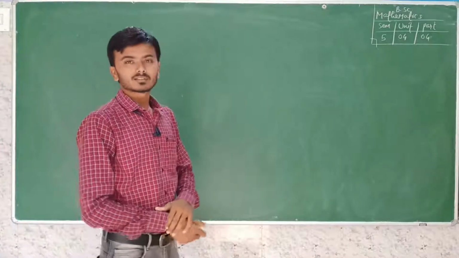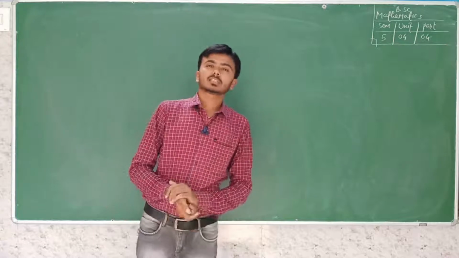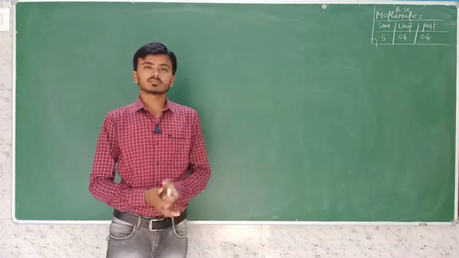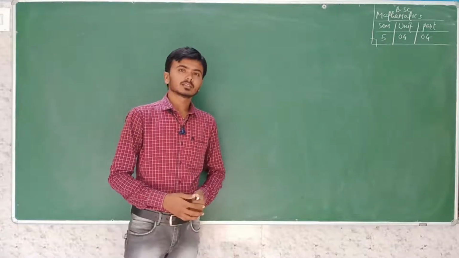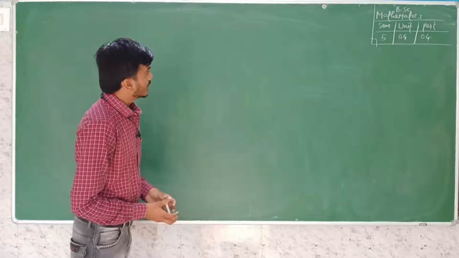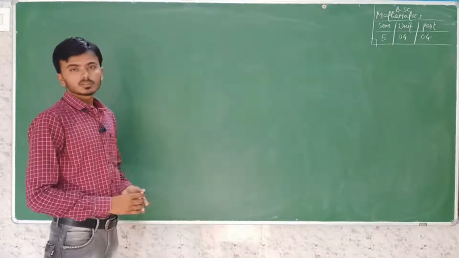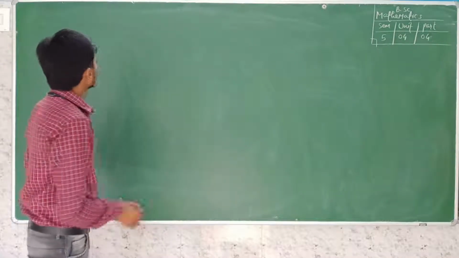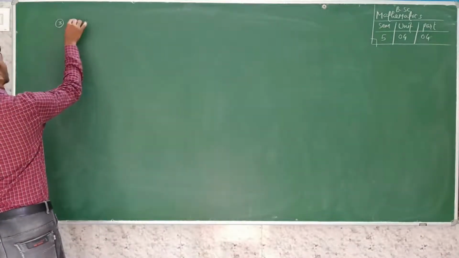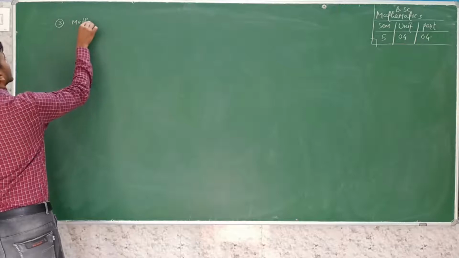Good morning, friends. In the previous lecture, we discussed these two direct methods. First one is the Gauss elimination method. Second one is the Gauss-Jordan method. Now, let us talk about this third direct method: the method of factorization.